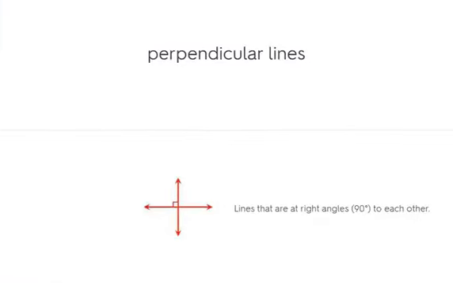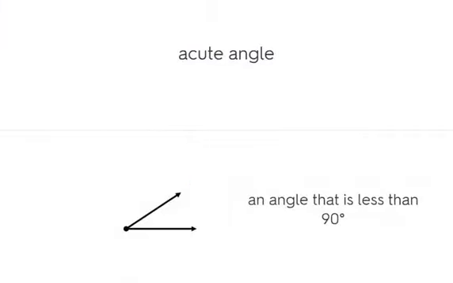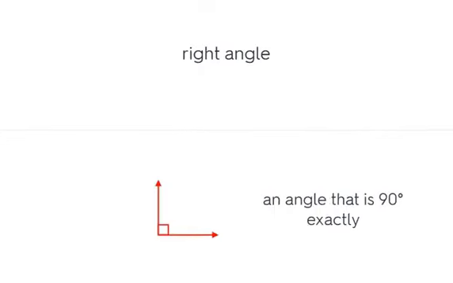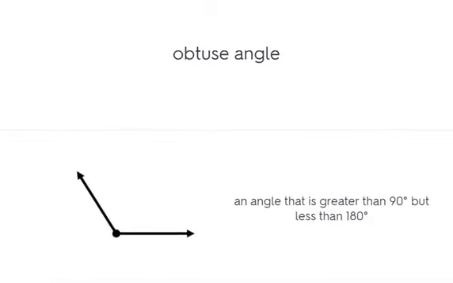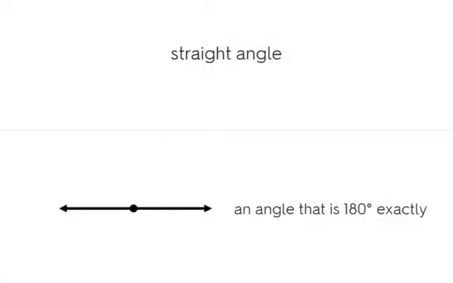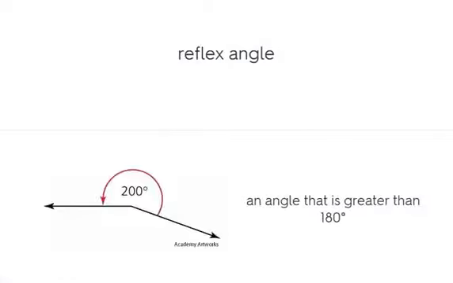Perpendicular lines, lines that are at right angles to each other. Acute angle, an angle that is less than 90 degrees. Right angle, an angle that is 90 degrees exactly. Obtuse angle, an angle that is greater than 90 degrees but less than 180 degrees. Straight angle, an angle that is 180 degrees exactly. Reflex angle, an angle that is greater than 180 degrees.